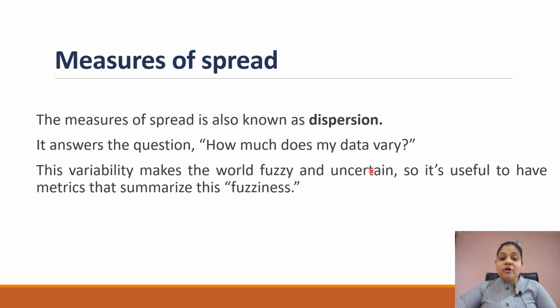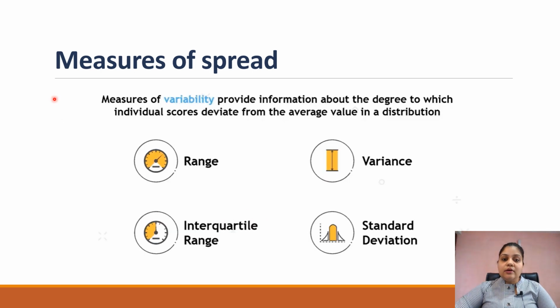So variation causes fuzziness in the world and the data. And to measure this fuzziness, we need to summarize this data and therefore we need measure of spread. Measure of spread, also referred to as measure of variability, provides us the information about the degree to which the individual data points deviate from the average value in the distribution. So average value is determined by the measure of central tendency, and deviation from this average value is measured by the measure of spread.